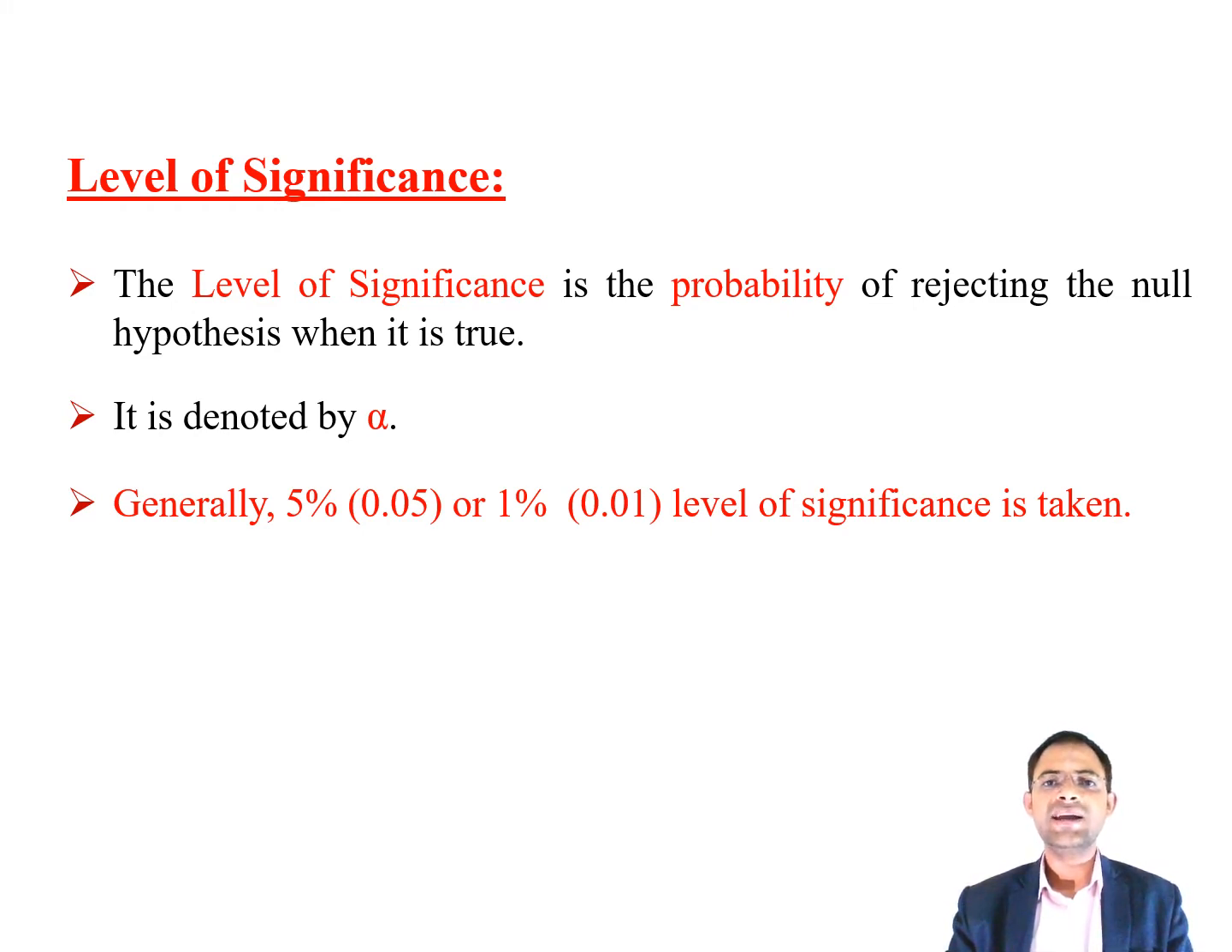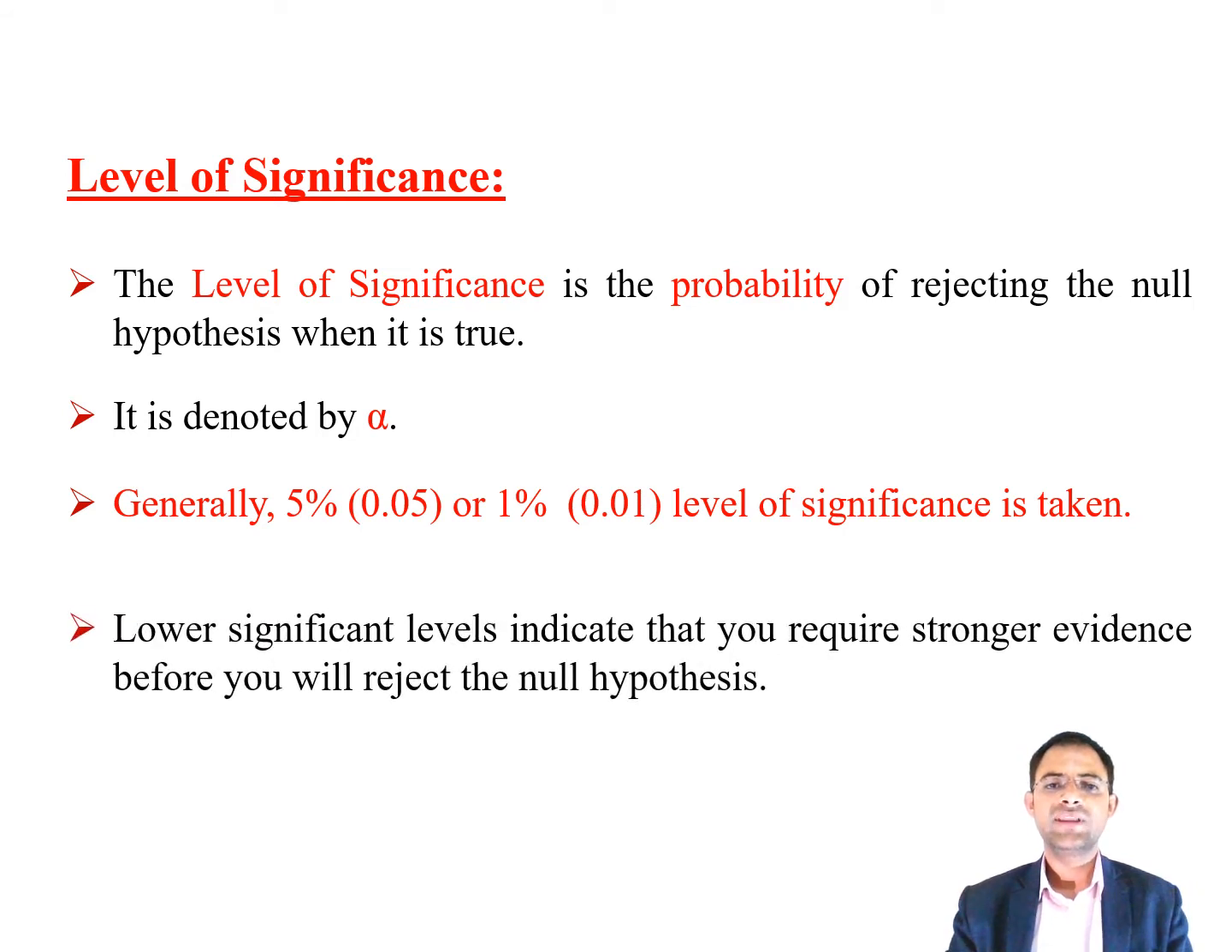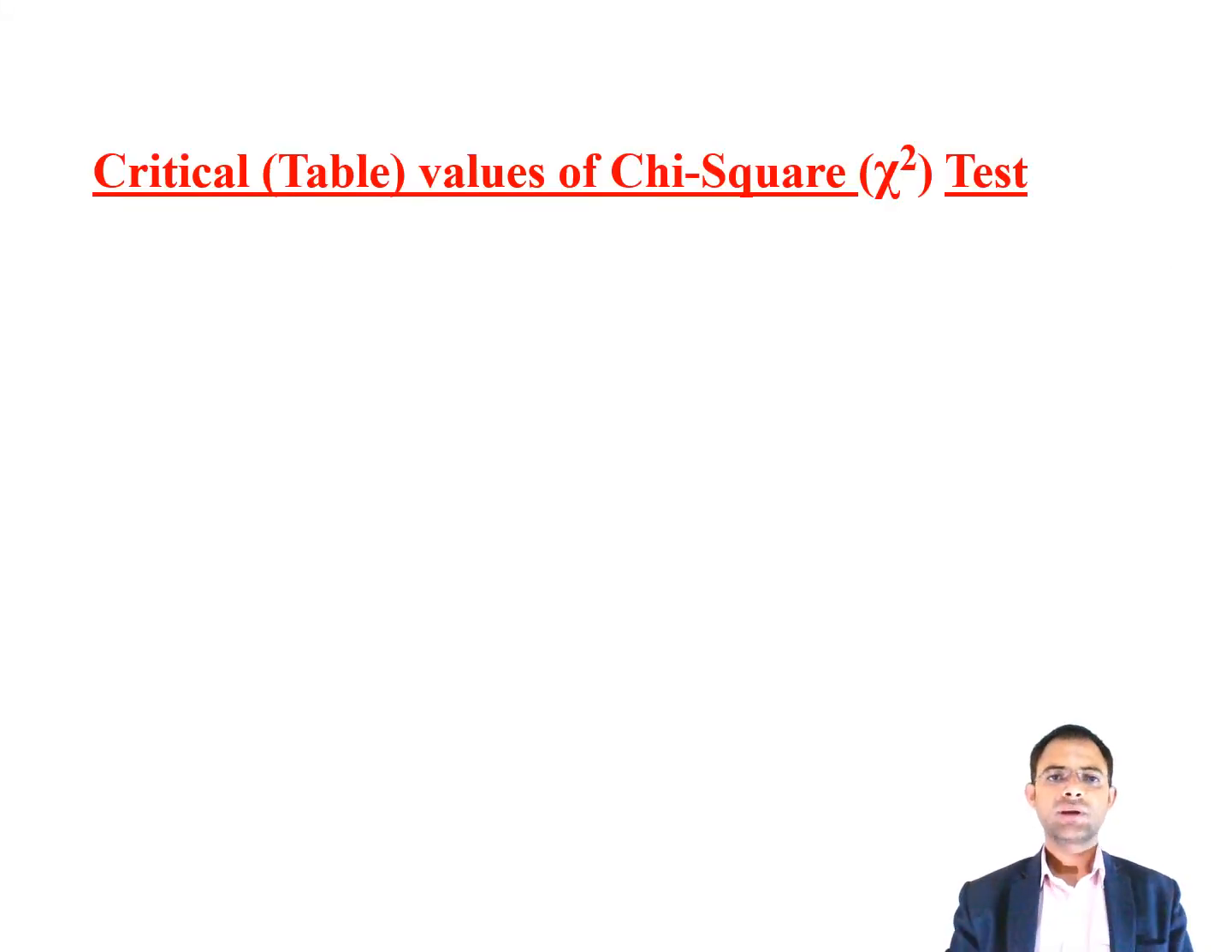A significance level of 0.05 indicates a 5% risk of concluding that a difference exists when there is no actual difference. Thus, lower significance levels indicate that you require stronger evidence before you will reject the null hypothesis. The next term is the critical or table value of the chi-square test.